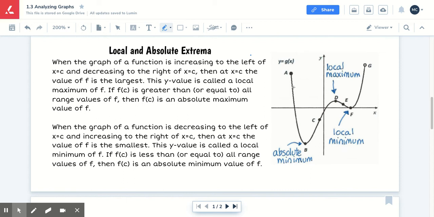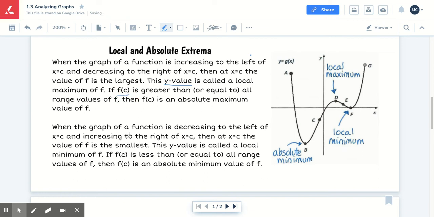So looking at our graph over here, actually, let's read through the words first. When the graph of a function is increasing to the left of some value of x and decreasing to the right of that same value of x, then at that value of x, the value of f, the function value, is the largest. This y value is called a local maximum. Now, I want to point this out. It is the y value that we refer to as the local maximum. So if you're asked to find the local maximum, you would need to be listing the y value.